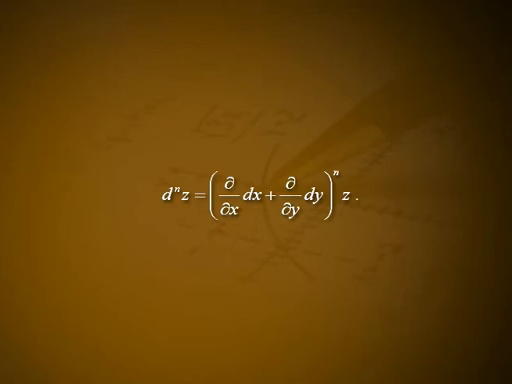This condition also ensures the legitimacy of inverting the order of the partial derivatives with respect to x and with respect to y in the partial derivatives of order n. Thus, it may be shown by mathematical induction that dⁿz is equal to (∂/∂x dx + ∂/∂y dy) all raised to n of z.